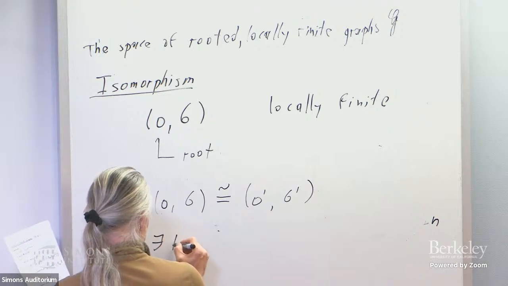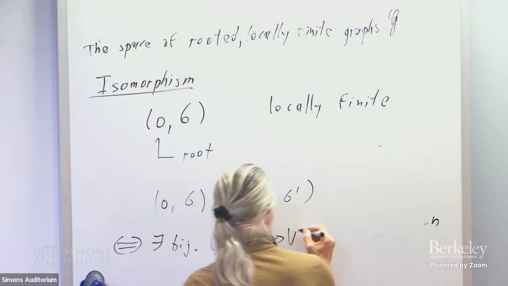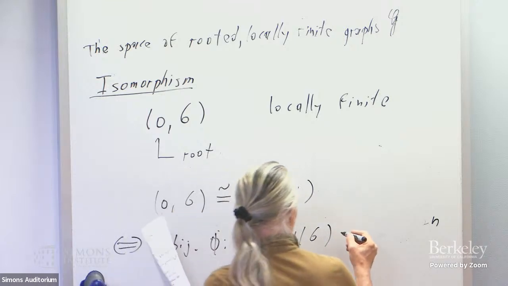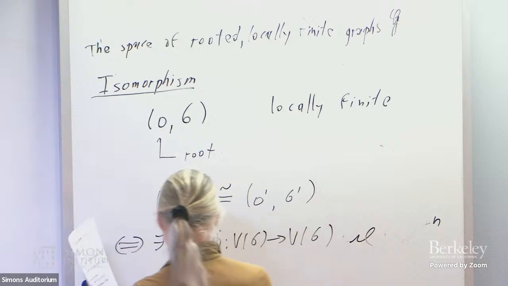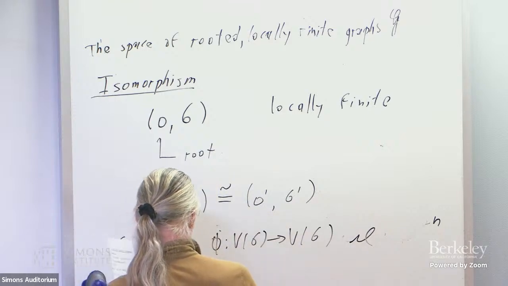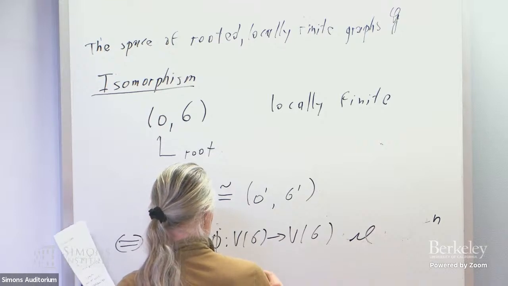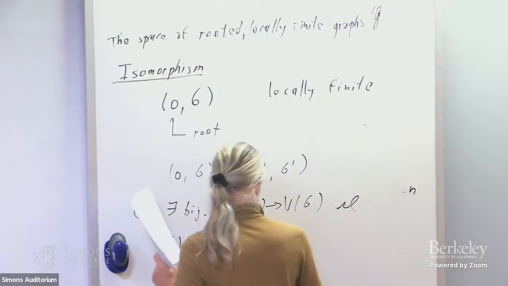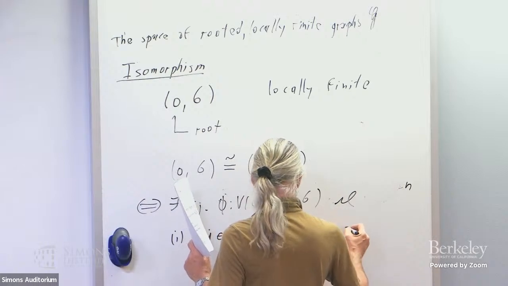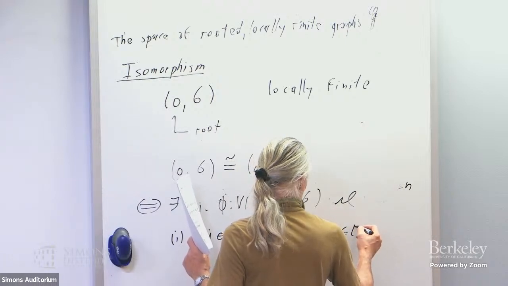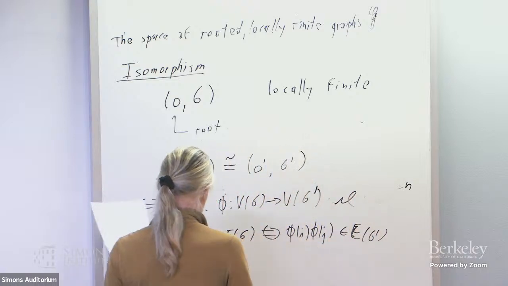there exists a bijection phi from the vertex set to the vertex set. And now, two properties. One is the usual one: phi preserves edges, so an edge in G maps to an edge in G prime and vice versa.